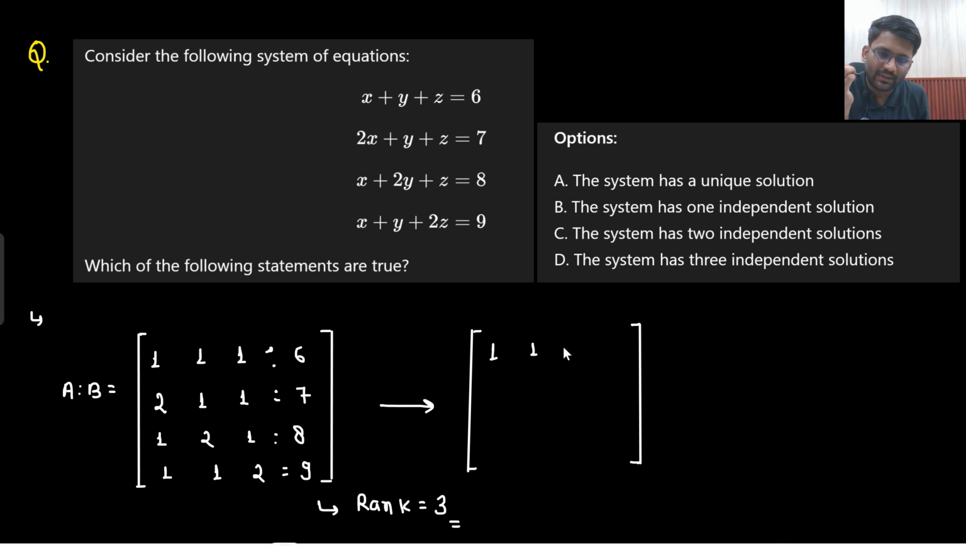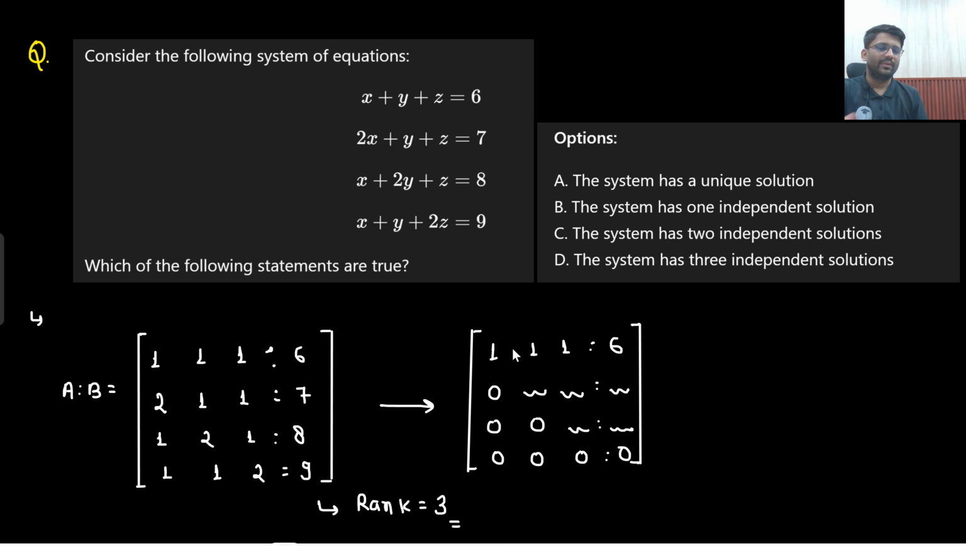This will be 1, 1, 1, 6 only. Then here there will be some 0 elements. This will be non-zero, and this will be non-zero. Then here these two will be 0 elements. This will be non-zero, and this will be non-zero. And the last row will be completely 0. This will be the scenario you will be getting. Here some non-zero element you will get, I don't know which one. So rank of A would come out equal to rank of A augmented B, and that will be equal to 3.